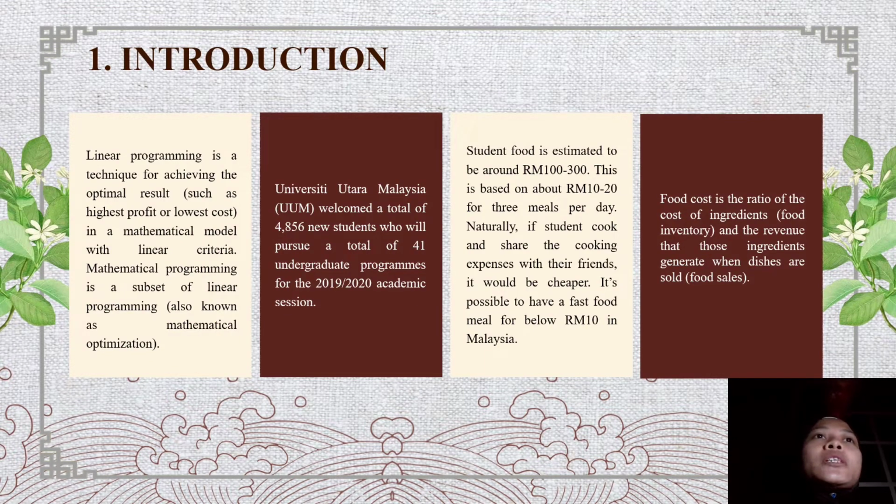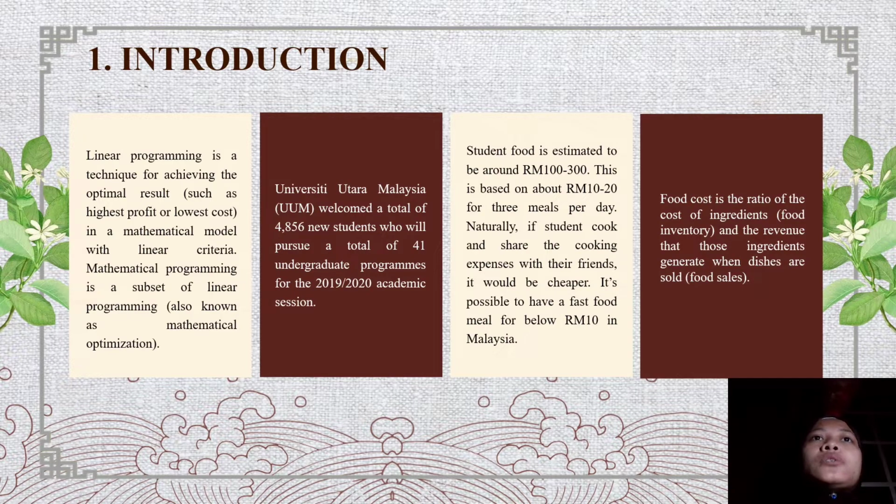Introduction. Linear programming is a technique for achieving optimal results, such as highest profit or lowest cost, in a mathematical model with linear criteria. Mathematical programming is a superset of linear programming, also known as mathematical optimization.